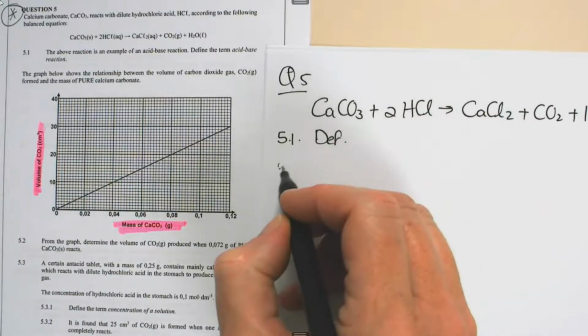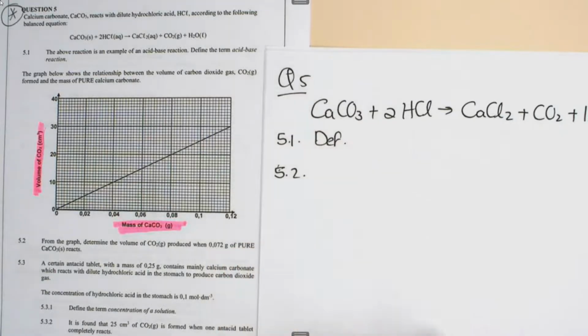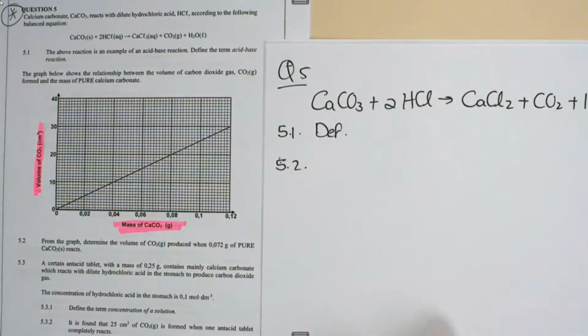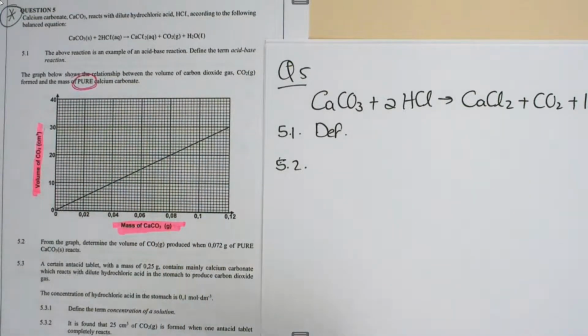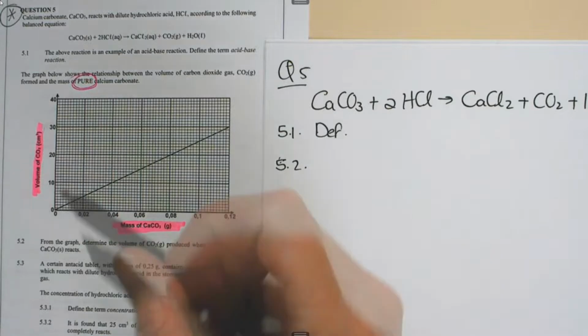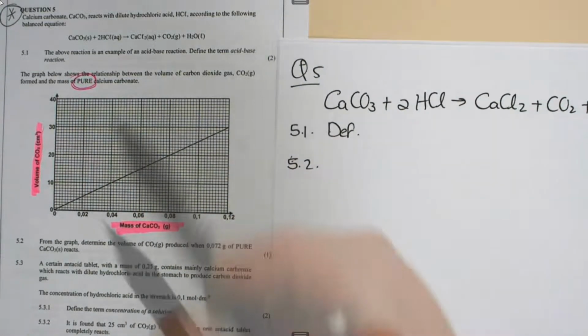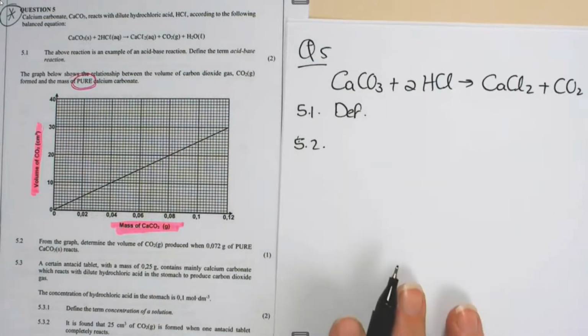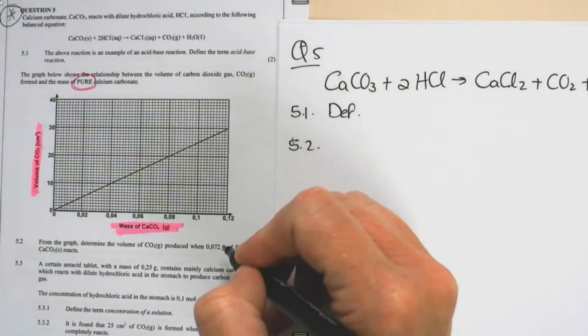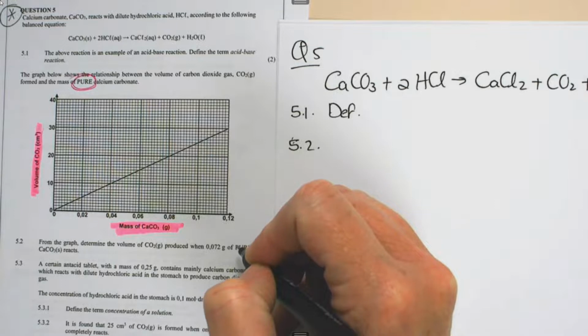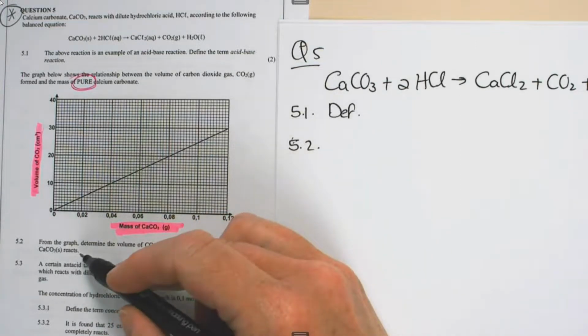Okay. 5.2. The graph below shows the relationship between the volume of carbon dioxide gas formed and the mass of pure. That is very important. They say it is pure calcium carbonate. Okay, so volume, mass. From the graph, determine the volume of CO2 produced when 0,072 grams of pure CaCO3 reacted.